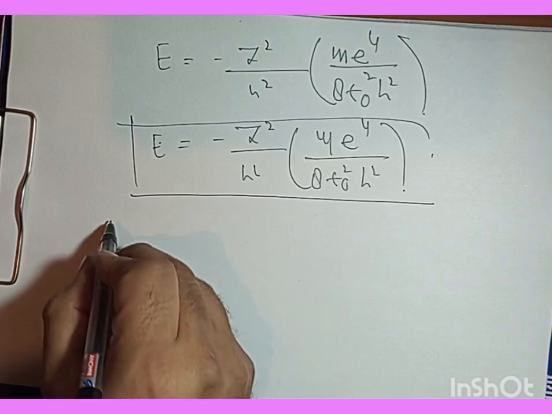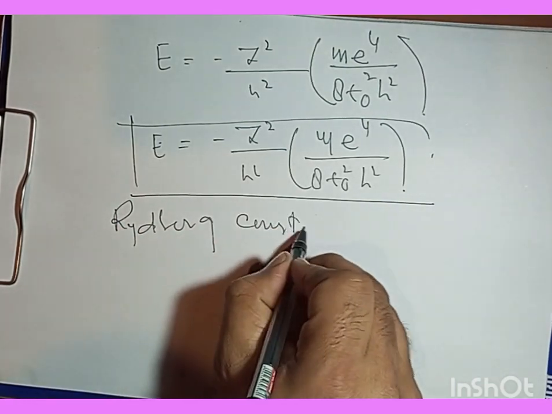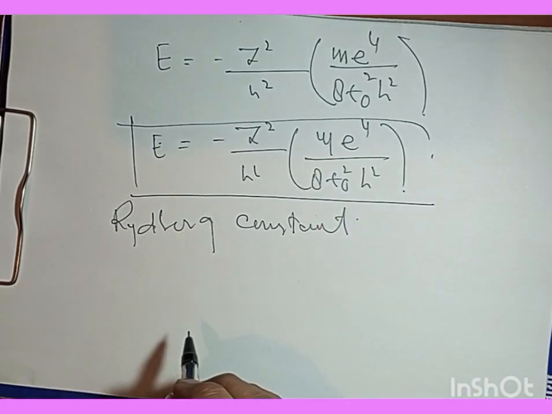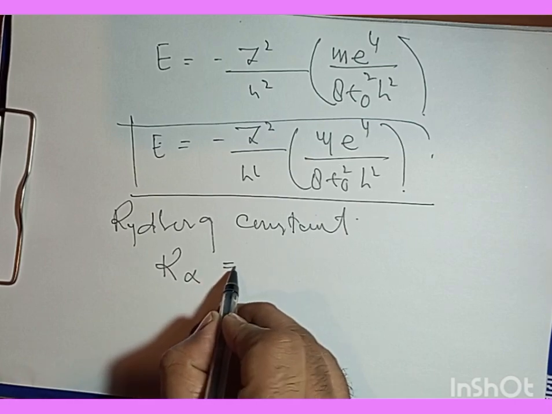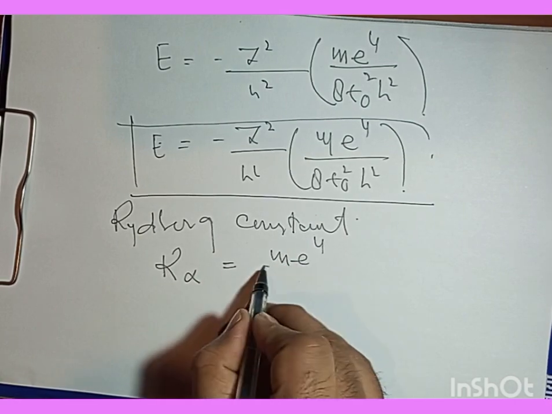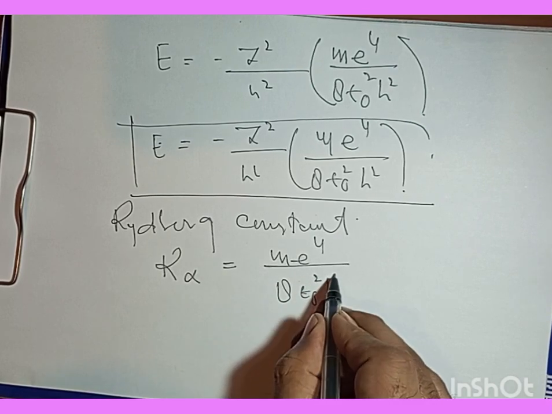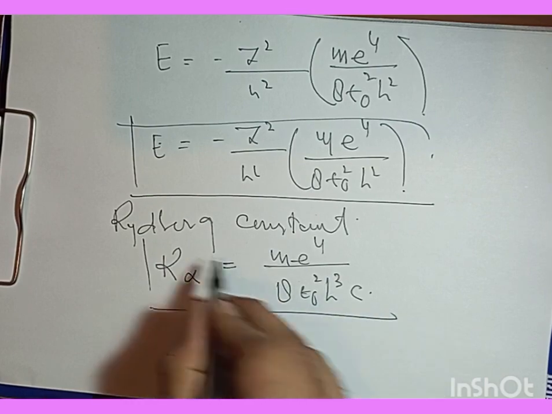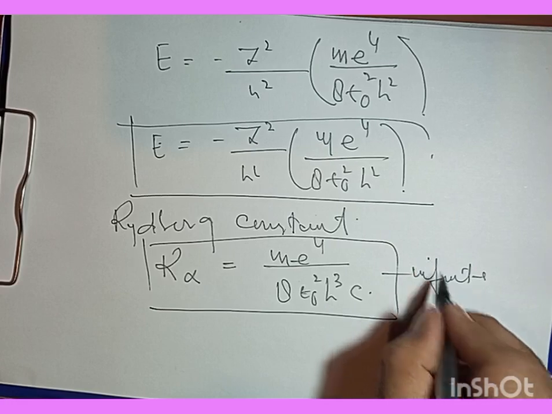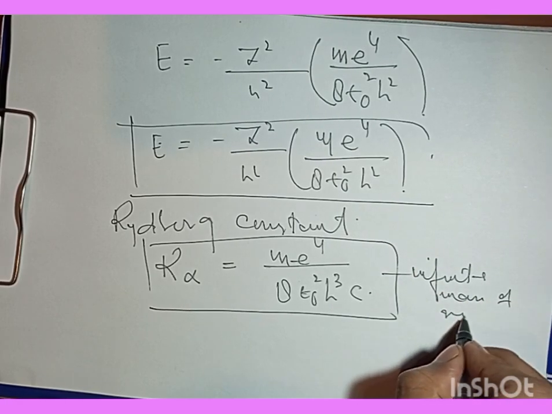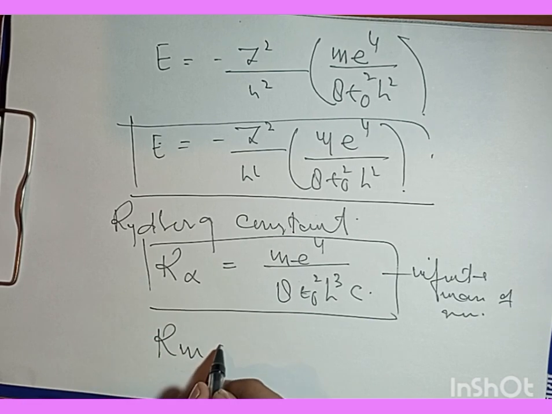Now, if we go back to that Rydberg constant, what we assumed there is the mass of the nucleus is infinite. So let me write down that Rydberg constant as R infinity. And what was that? That was m e to the power of 4 divided by 8 epsilon naught square h cube c. This is for assuming infinite mass of the nucleus.